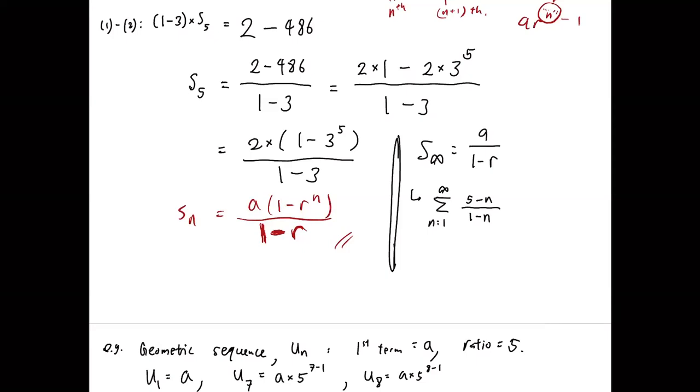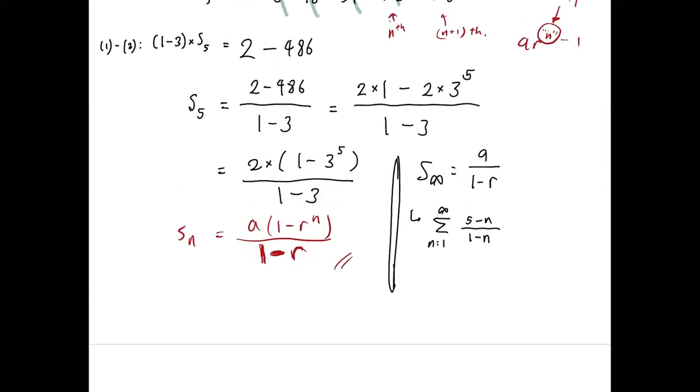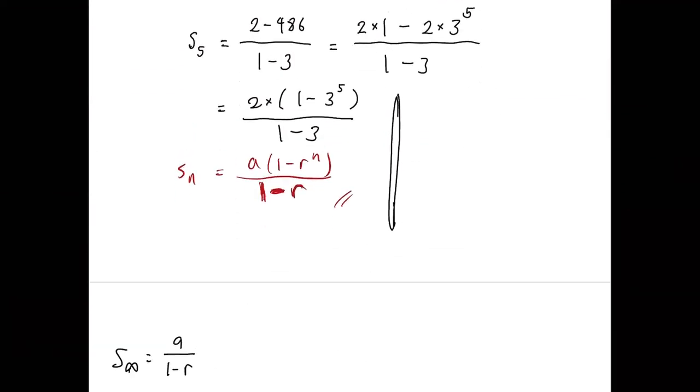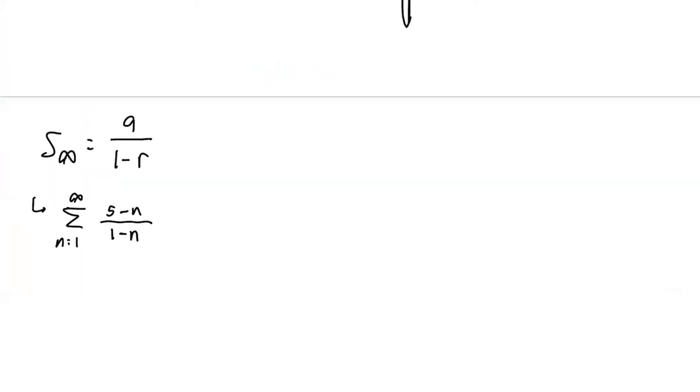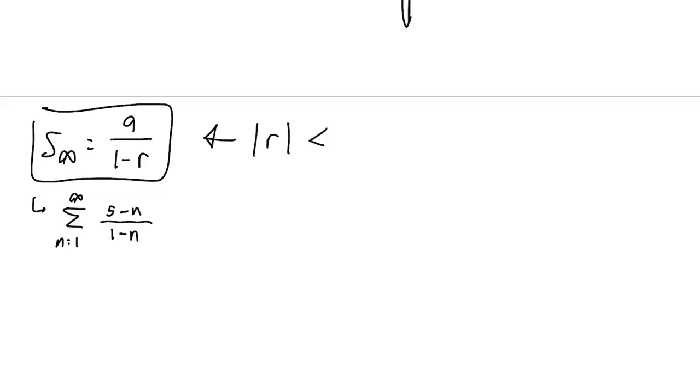Okay, can you go faster? Okay, this is the sum to infinity formula. It's a over 1 minus r. The requirement for you to use this is that the modulus of r must be less than how much? 1. Yes, it's a requirement. You need to know this.